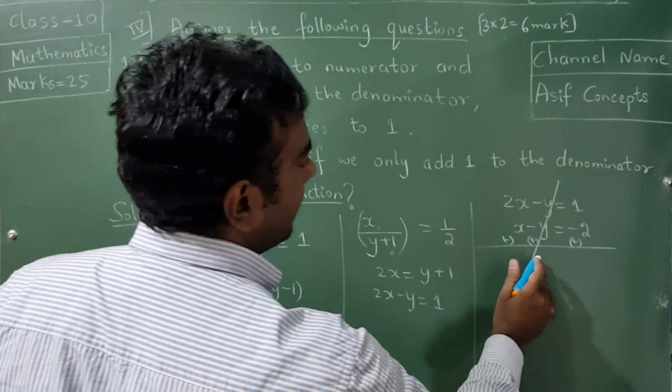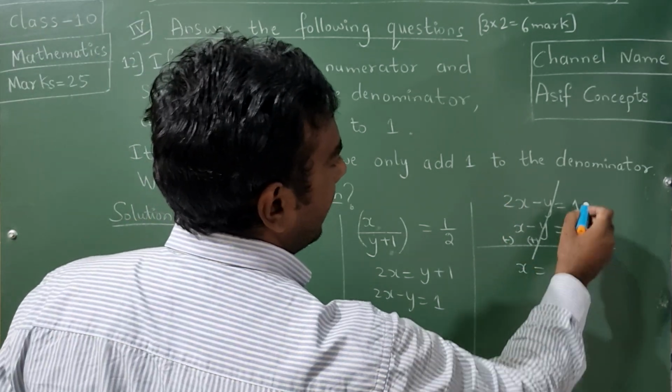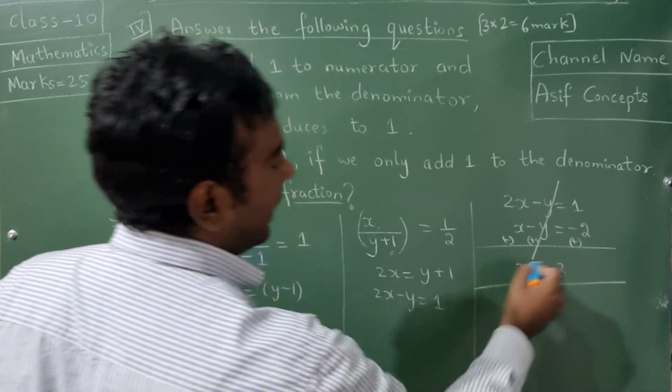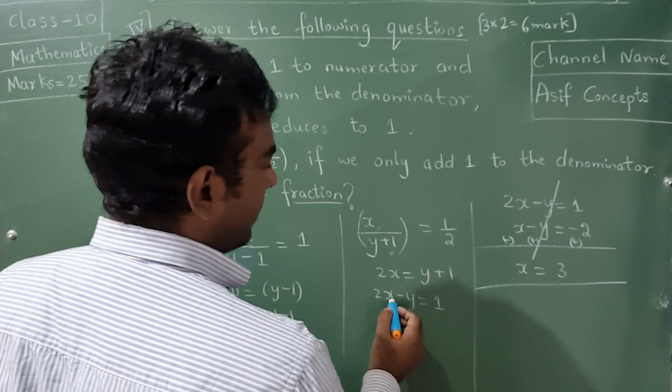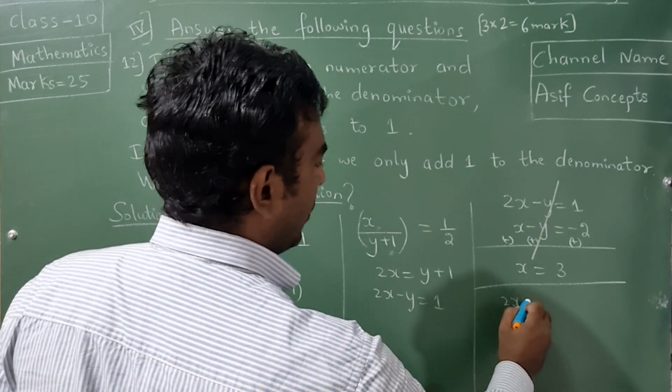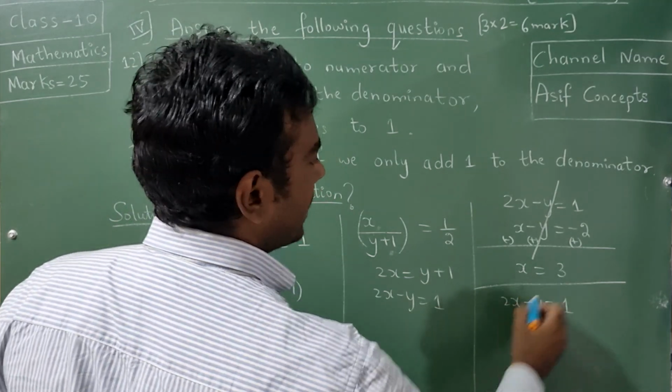So, 2 minus 1 is 1 and 1 plus 2 is 3. So, x value is 3. Substituting in any of the equation. So, let me substitute in this. 2x minus y is equal to 1. x value is 3.